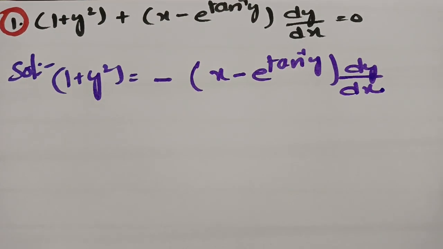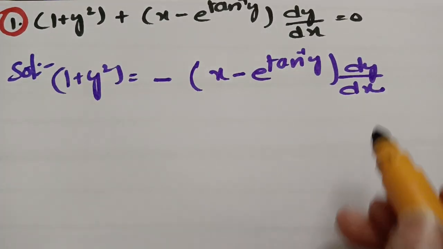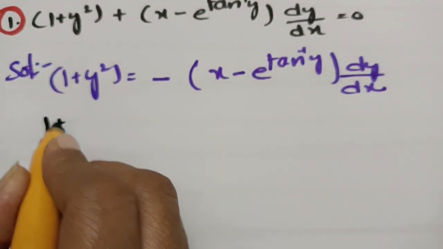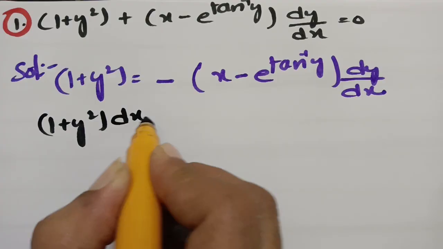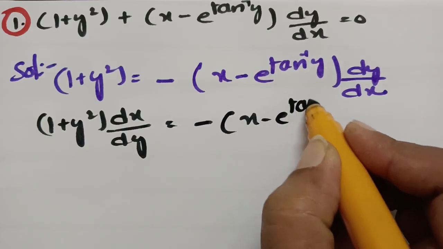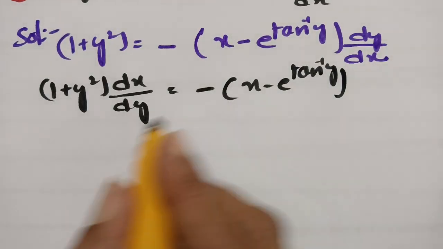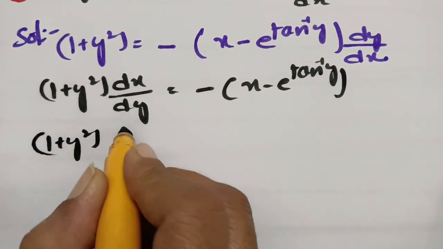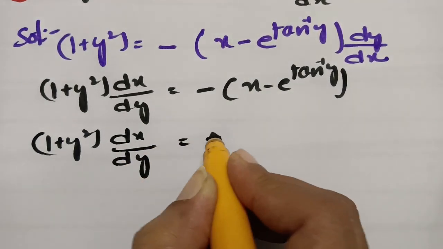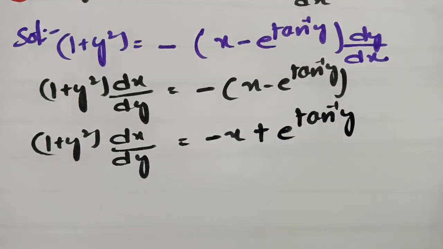Clear? Now there are two terms here and a single term there. I'm shifting this dy by dx to the other side, because otherwise we cannot split the terms. Therefore, 1 plus y square into dx by dy is equal to minus times (x minus e power tan inverse of y). Now if I multiply with minus, 1 plus y square into dx by dy is equal to minus x plus e power tan inverse of y.